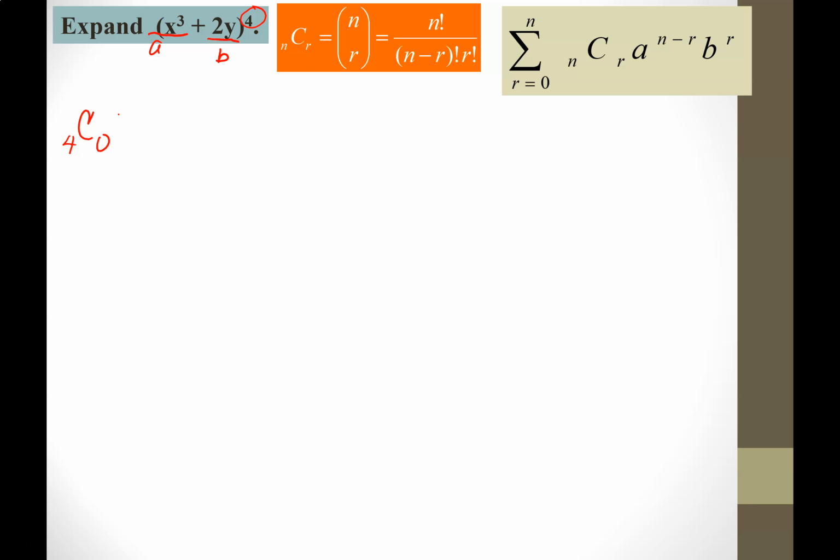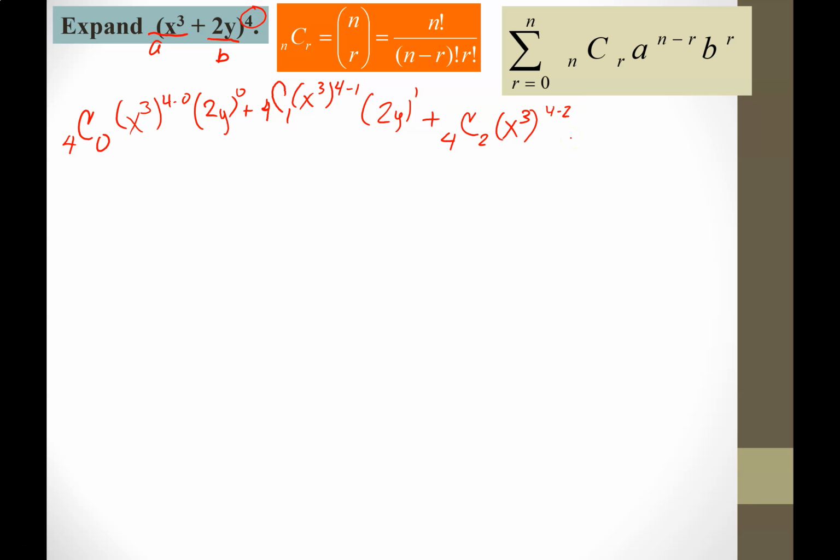Okay, and then we're looking at my a term. So this is going to be x cubed to the 4 minus 0, and then we're going to have 2y to the 0 power, plus 4 choose 1, x cubed to the 4 minus 1, and then times 2y to the 1 power, plus 4 choose 2, x to the 3rd power to the 4 minus 2, and then we're going to have 2y to the 2nd.